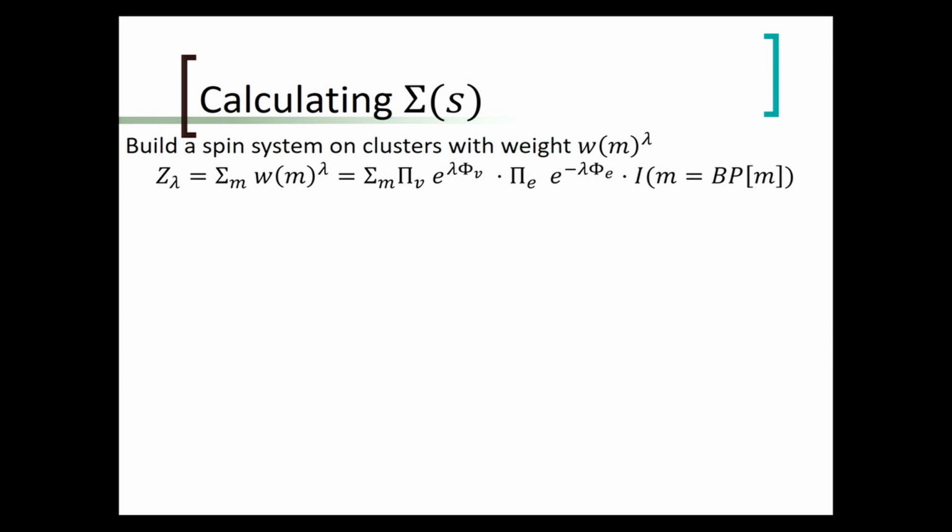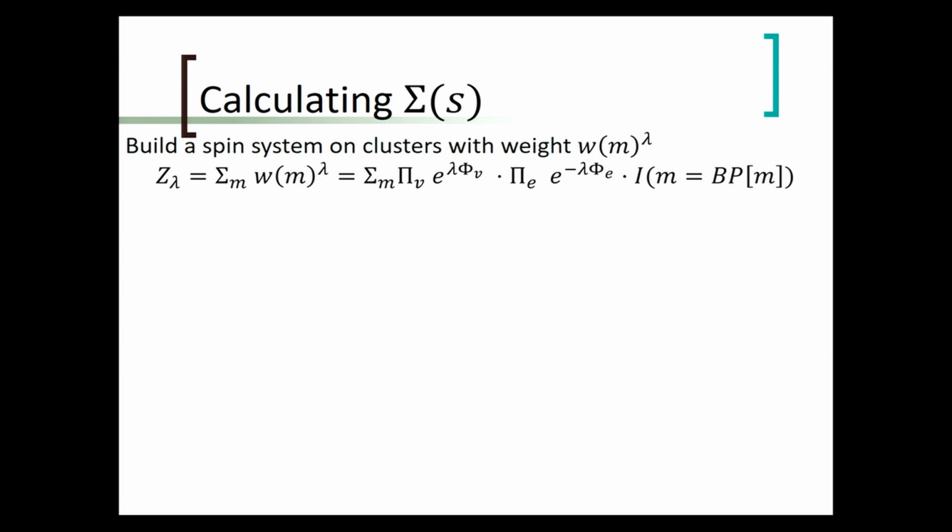The idea will be to build a spin system whose states are the clusters, or more precisely the solutions to the BP equations. And we said that we could have weights for those, and we're going to weight it according to the number of solutions to the power of lambda for some lambda between 0 and 1, which initially doesn't sound like a very desirable thing to do, because how are you going to count something when you're raising it to a non-integer power?